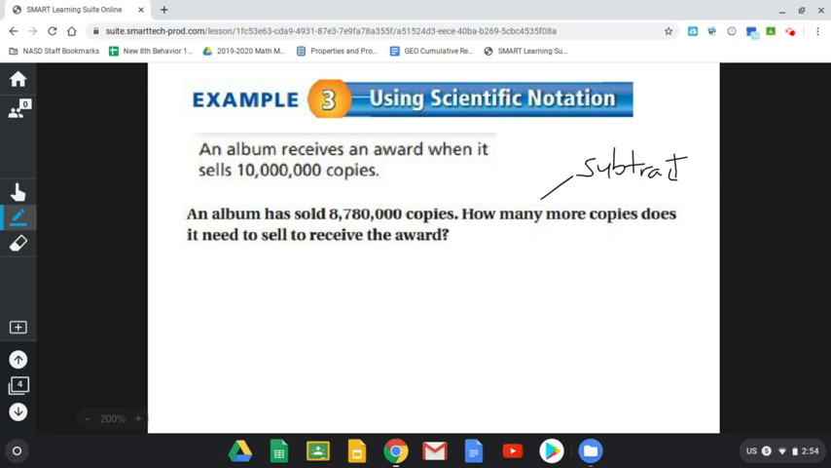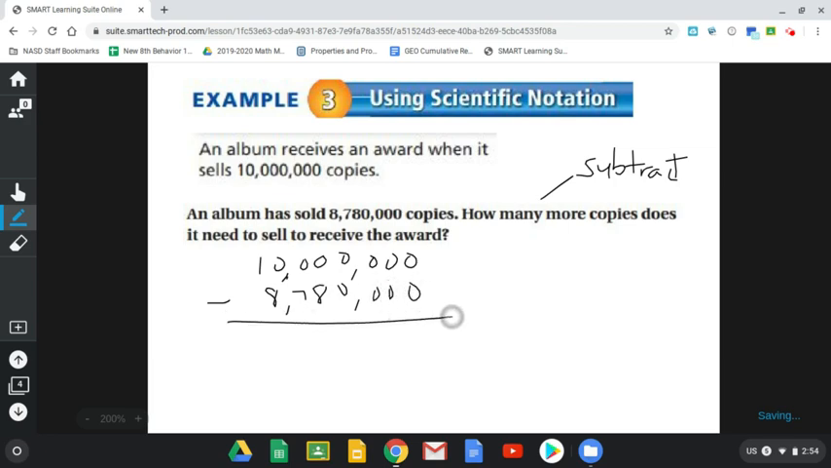So we're going to start with the 10 million. That's a comma. And we're going to take away the 8,780,000. All right. And when we go ahead and do that, we're going to end up with 1,220,000. All right. If you go ahead and subtract those, that's what you'll find.